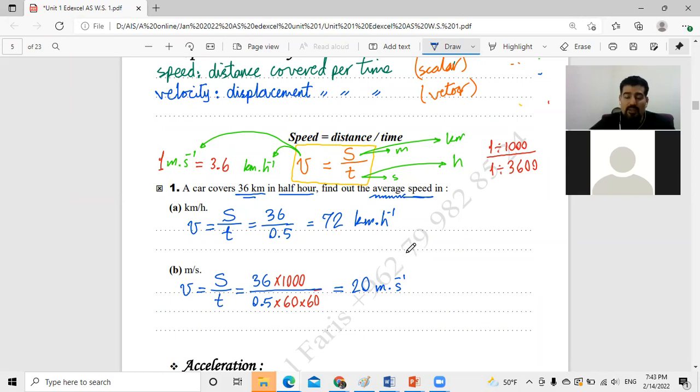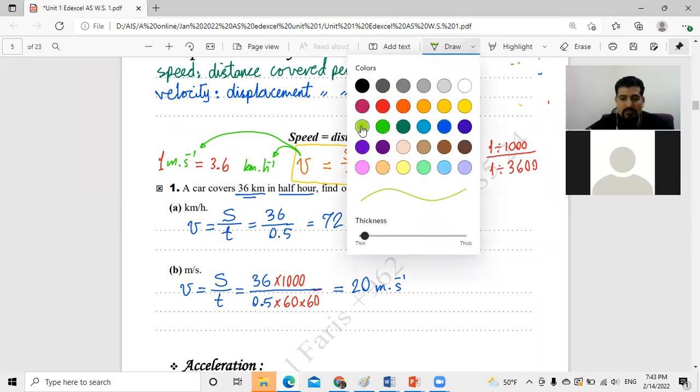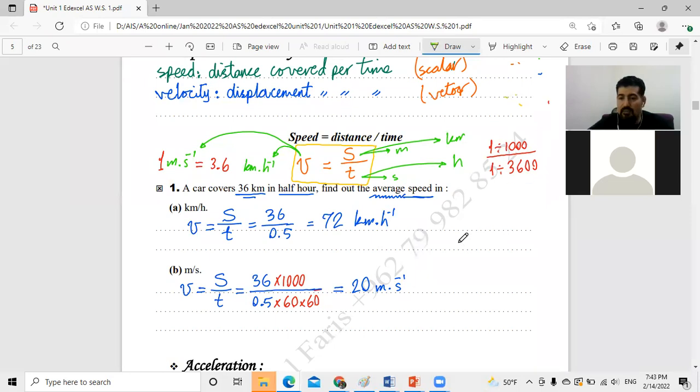Now, who can tell me which one is bigger? Which one is faster? 20 meters per second or 72 kilometers per hour? Send me the answer on the chat. Some of you sent me meters per second, some of you told me kilometer per hour. Actually, we are talking about the same car, but different units. So both of these values are the same. Like I'm saying, 20 meters per second is equal to 72 kilometers per hour.